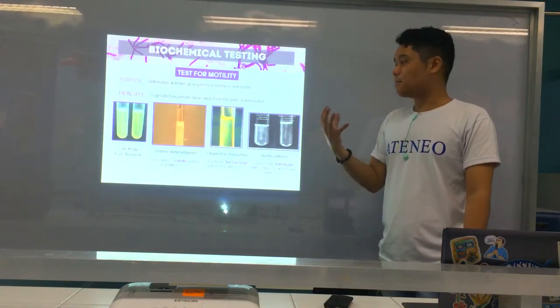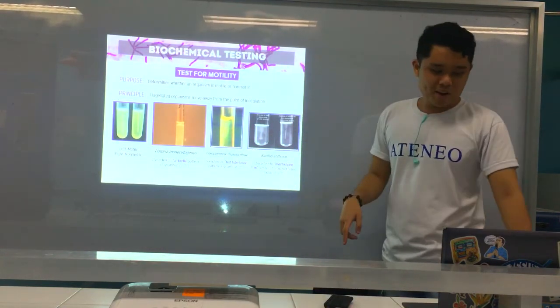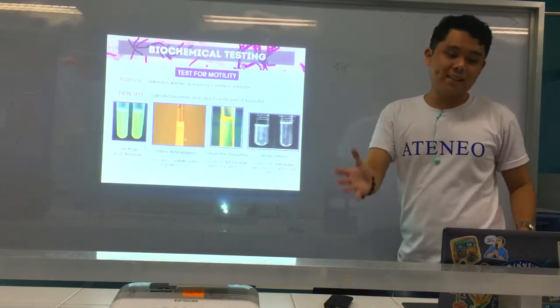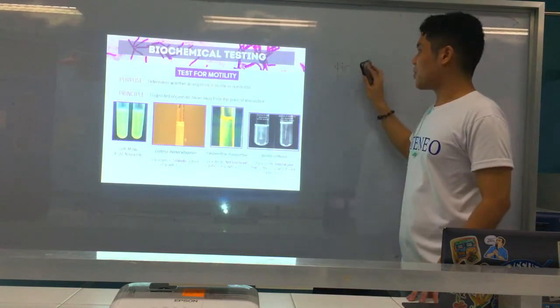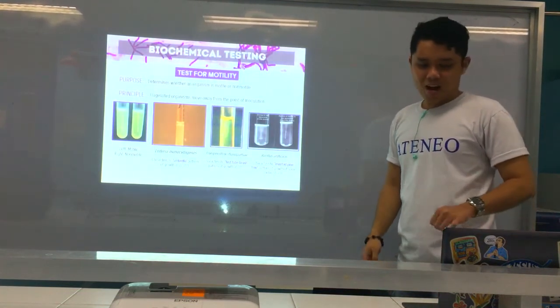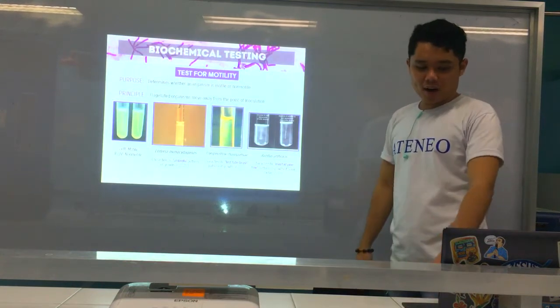Motile strains show an inverted pine tree or inverted fir, F-I-R, fir, inverted fir or basically a pine tree appearance for Bacillus anthracis. But generally, Bacillus anthracis is non-motile. Okay? Alright. So that's for the test for motility.